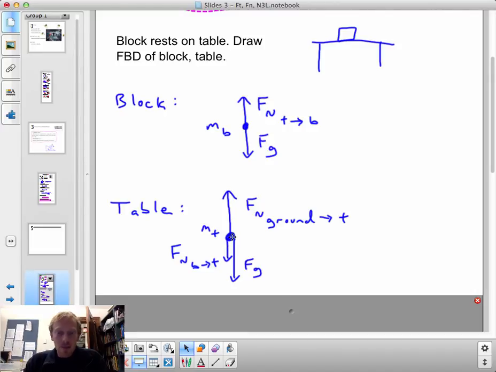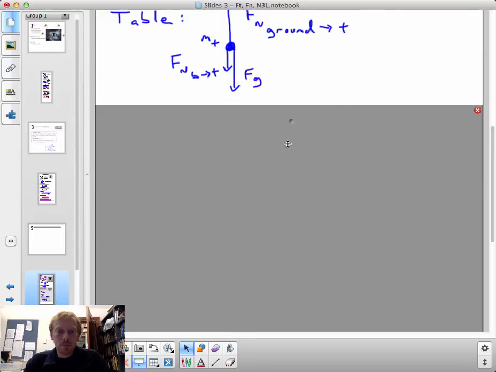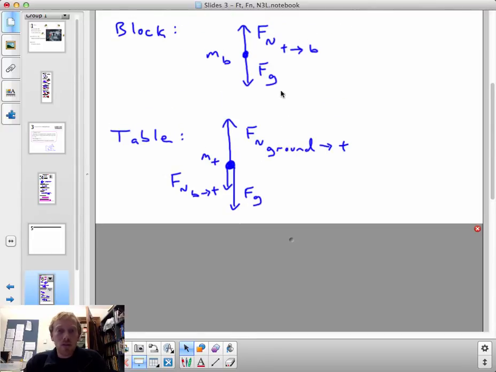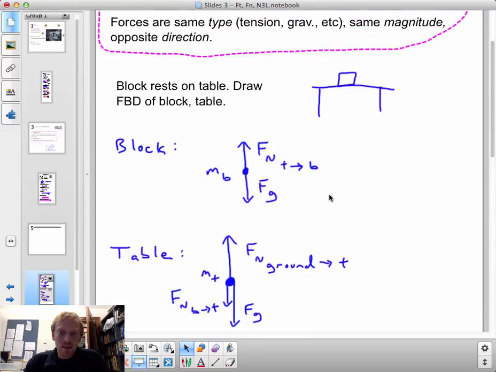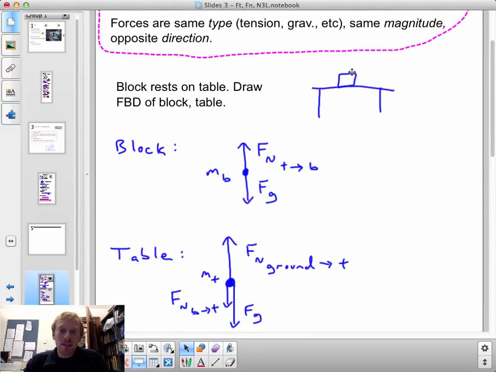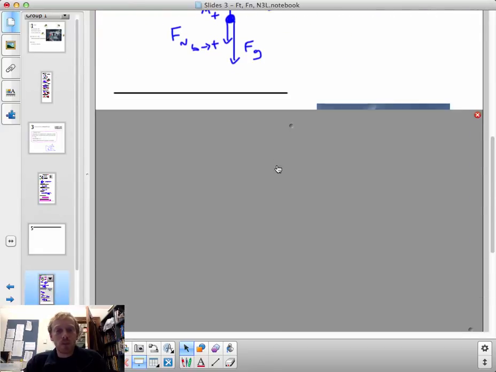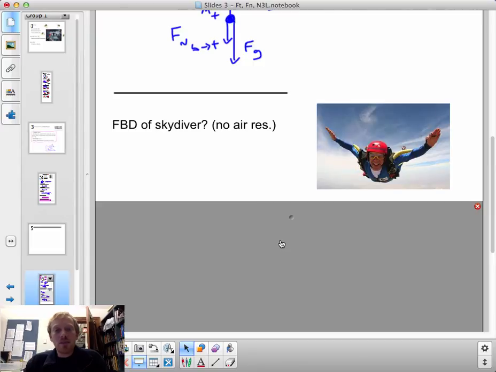And I guess the sum of these two downward forces must have the same magnitude as the upward force from the ground. So which are the Newton's third law pairs here? The normal force up by the table on the block, and the normal force down by the block on the table. Newton's third law. The table exerts a force on the block, so the block must exert a force on the table.